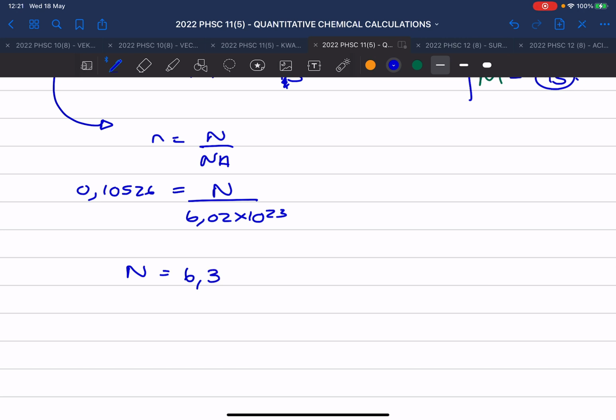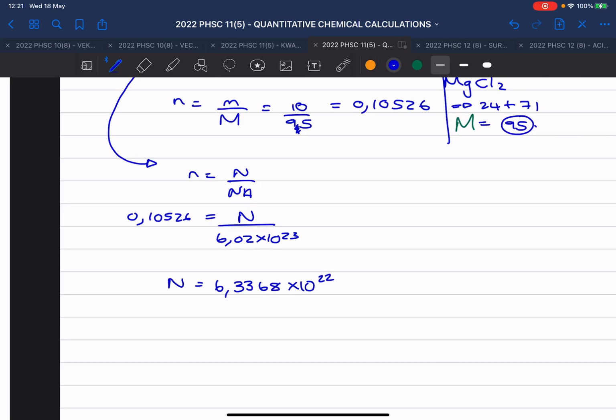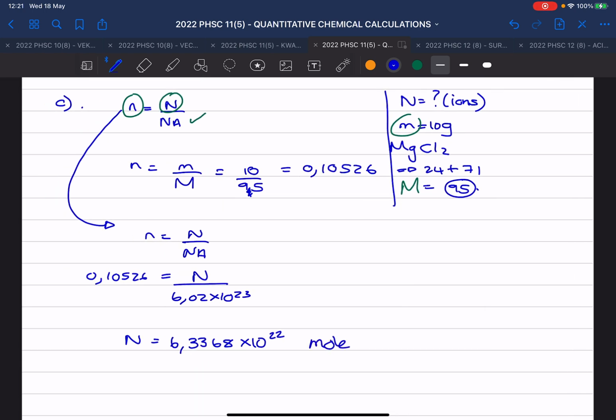Okay, it's not your final answer yet. 3368, yes. That's what I got, but it won't make a big difference. Yes, times 10 to the power of 22. Okay. Now that there, what you've calculated is the number of molecules, because you used the mass of the molecule and the molar mass of the molecule. But they didn't ask the number of molecules, they asked for the number of ions.